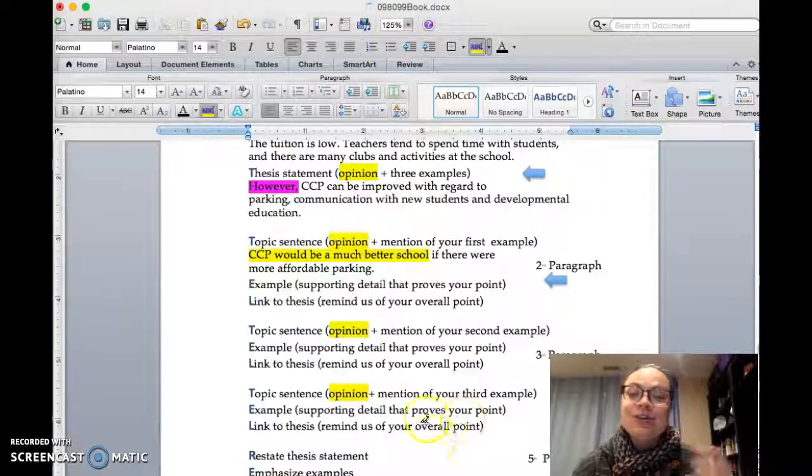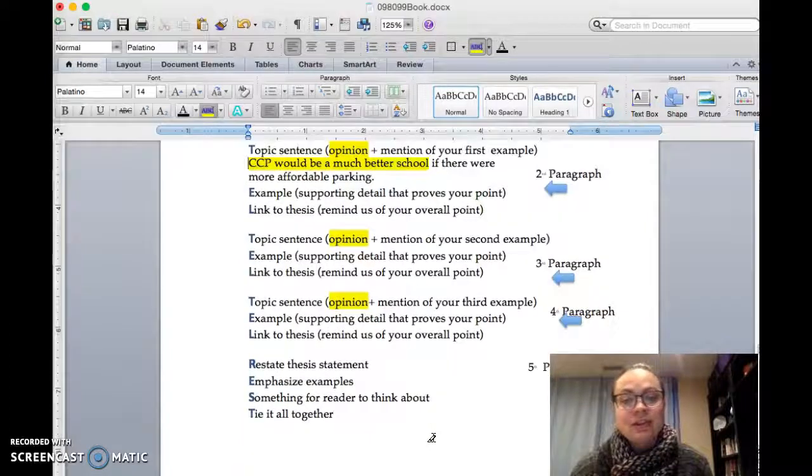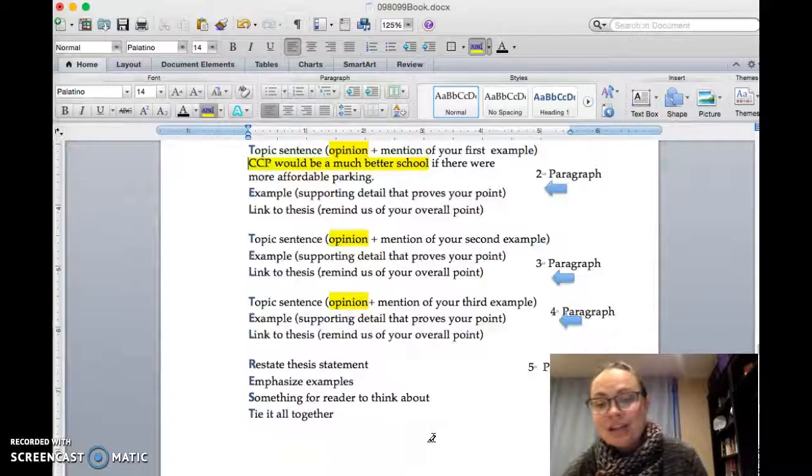And then your conclusion is just the same as your technology essay. You're going to restate your thesis, emphasize the examples that you felt were the most strong that you want people to remember. You're going to give something for the reader to think about, and then you're going to tie your essay all together. Once again, if you have any questions about how to write this essay, please let me know.